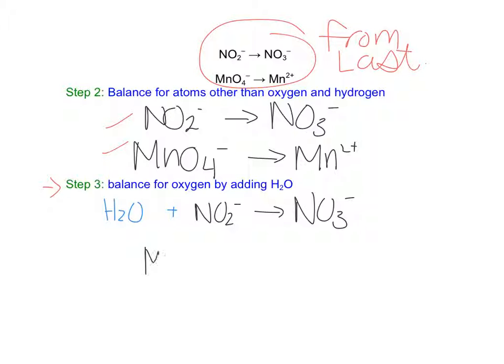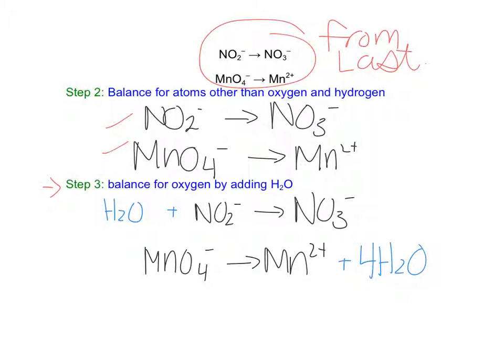Second reaction, we have MnO4 minus making Mn2 plus. In the reactant side, I have 4 oxygens. In the product side, I have no oxygens. So I need to add water. To get 4 oxygens, I need to add 4 waters. Now, if we check oxygens, I've got 4 oxygens on this side and 4 oxygens from water on the product side. We are balanced for oxygens.